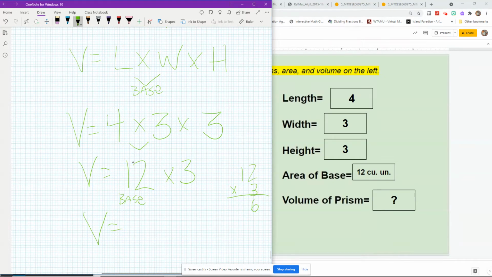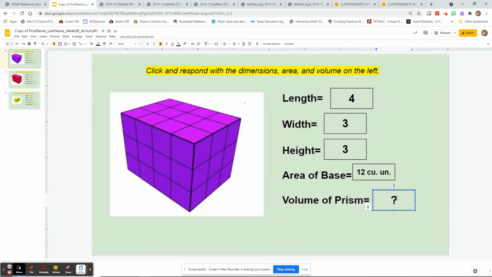3 times 2 is 6, 3 times 1 is 3, 36. Okay, so volume equals 36 cubic units, all right? Because our base was 12 cubic units, because 4 times 3 equals 12, and then our volume is base times height. 12 was our base, 3 was our height. 12 times 3 equals 36. So 36 cubic units is our answer.